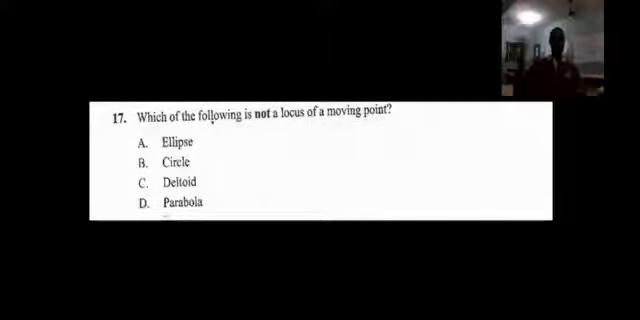Question 17. Which of the following is not a locus of a moving point? Which of them is the locus of a moving point? A. The answer is what? Delta. Delta is just a quadrilateral. Every other thing here can be constructed by the movement of the locus of a moving point. A delta? No. The answer is what? C.